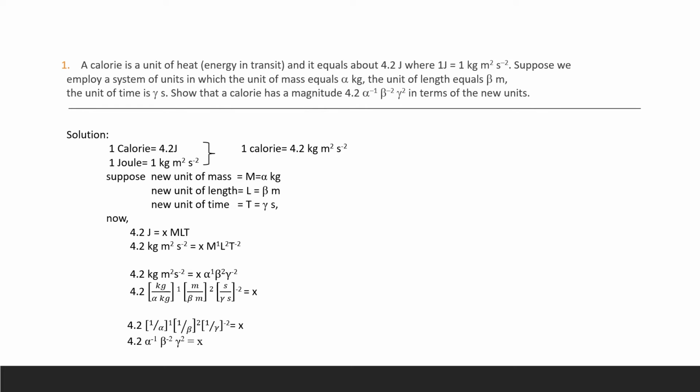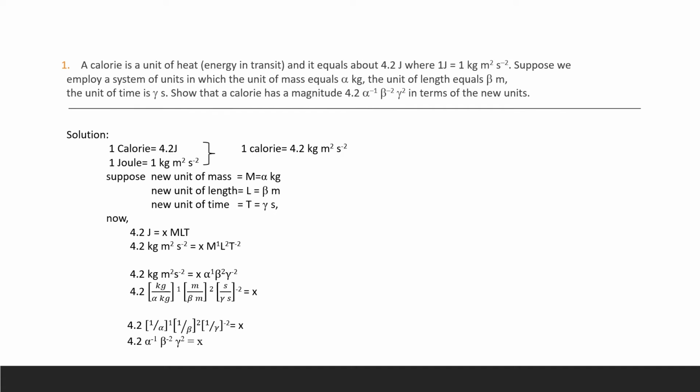Okay, so we'll start. A calorie is a unit of heat and it equals about 4.2 joules, where 1 joule equals 1 kg meter square per second square. Suppose we employ a system of units in which the unit of mass equals alpha kg, length is beta m, unit of time is gamma s. Show that a calorie has a magnitude 4.2 alpha power minus 1 beta power minus 2 gamma square in terms of new units. Okay, this is the question.